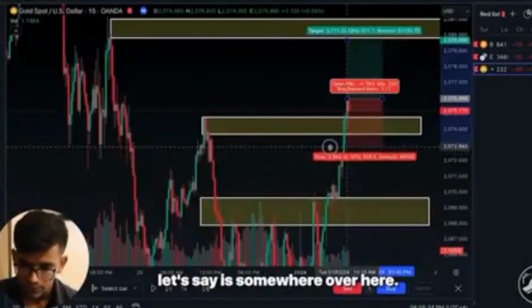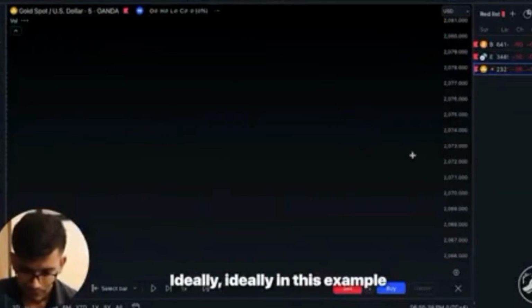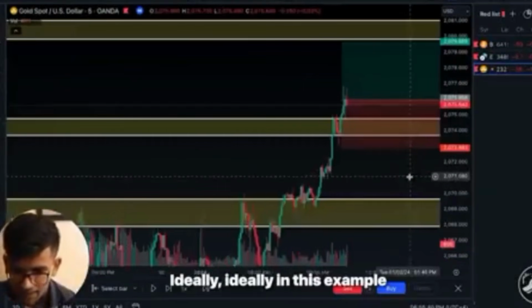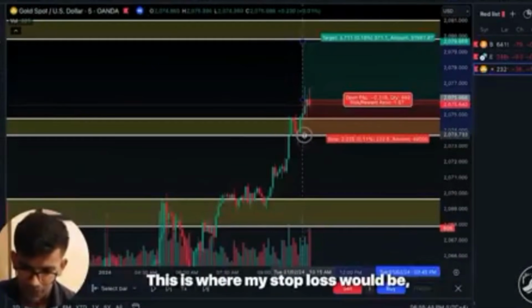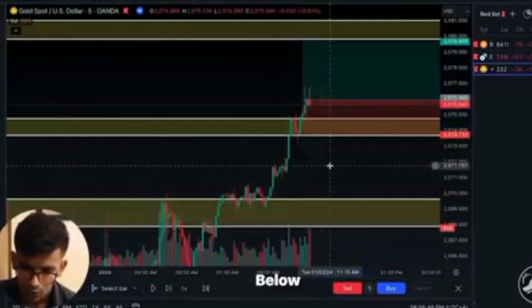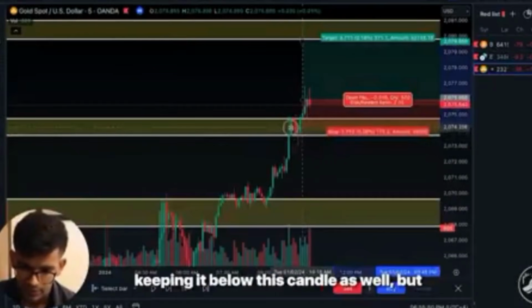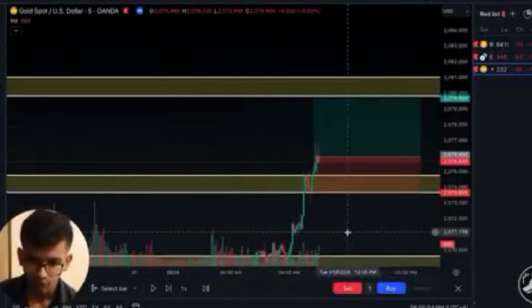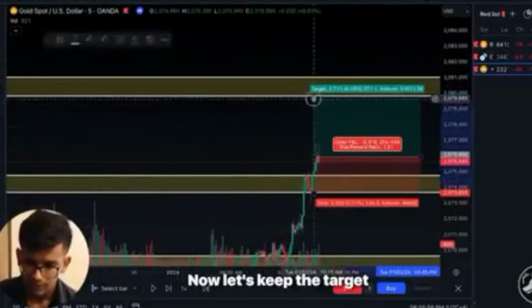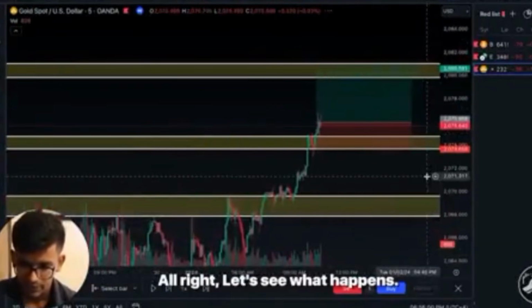My stop loss, let's say, is somewhere over here. Ideally, in this example, I would keep my stop loss below this candle. I don't mind keeping it below this other candle as well, but this candle is perfect according to me. Now let's keep the target at the next rejection level. So this is a perfect 1:2 trade, right? Let's see what happens.